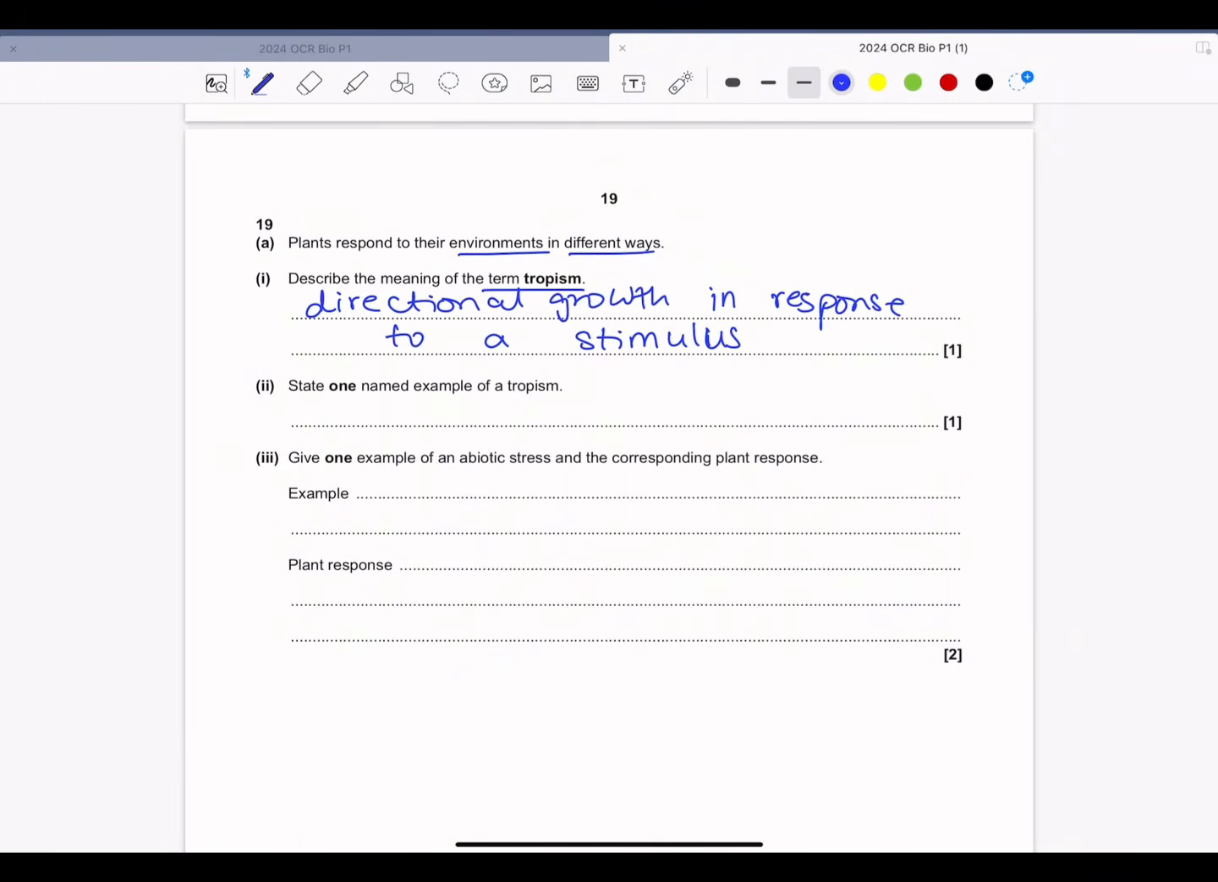The next question is to name one type of tropism. So you could have said phototropism, which is in response to light; geotropism, which is in response to gravity; and hydrotropism, which is in response to water. Just to name a few. Others that were accepted were thigmotropism as well as chemotropism.